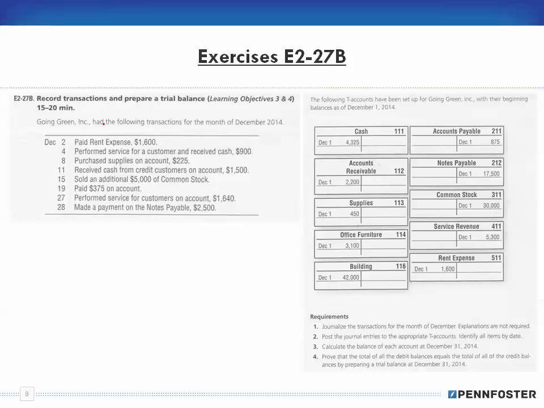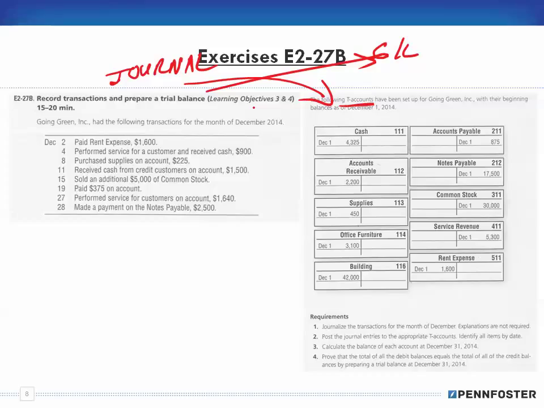Going Green had the following transactions. The following T accounts have been set up with their beginning balances. Now remember, in the book here, they're showing them as T accounts, okay? But really, T accounts are just another form of a general ledger account. So you're going to prepare journal entries over here, and you post them to your general ledger accounts. Well, we're going to post them into our T accounts here, which represent our general ledger accounts.